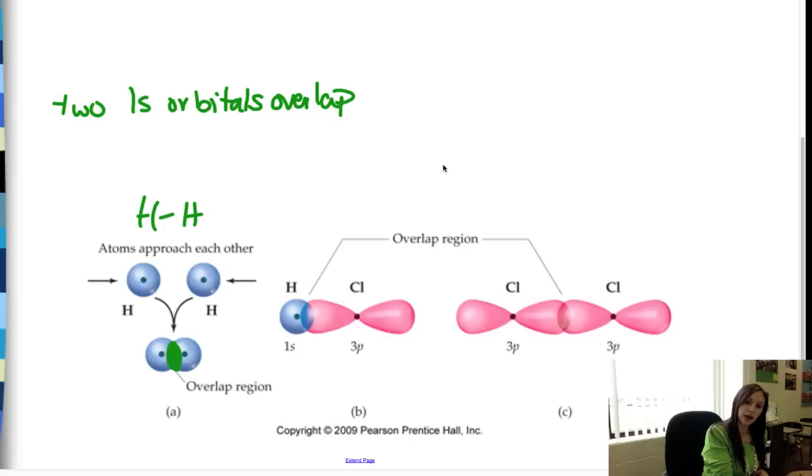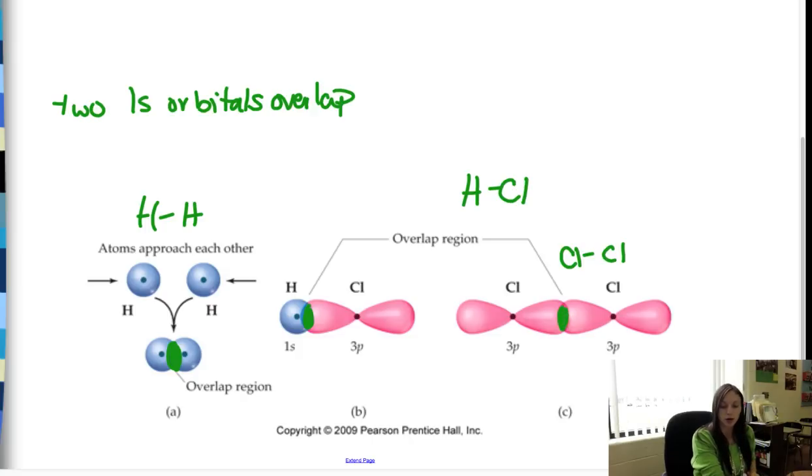If we have HCl, hydrochloric acid, you have a 1s on the hydrogen overlapping with a 3p of your chlorine. So that right there is our bond, and that's how you show the overlap. For a chlorine-chlorine bond, we show the overlap of the orbitals right here, and that's where our bond is. So the electrons are attracted to both nuclei and hold the bond together, because you've got negative charge concentrated here in the middle. The negatives are attracted to both positive centers, and that keeps them together to form your bond.